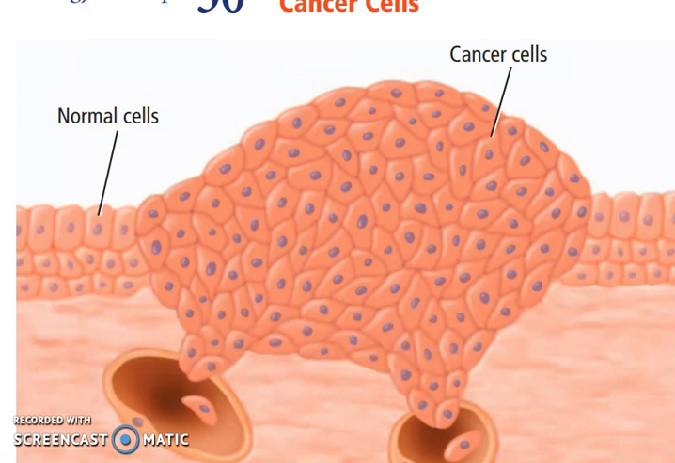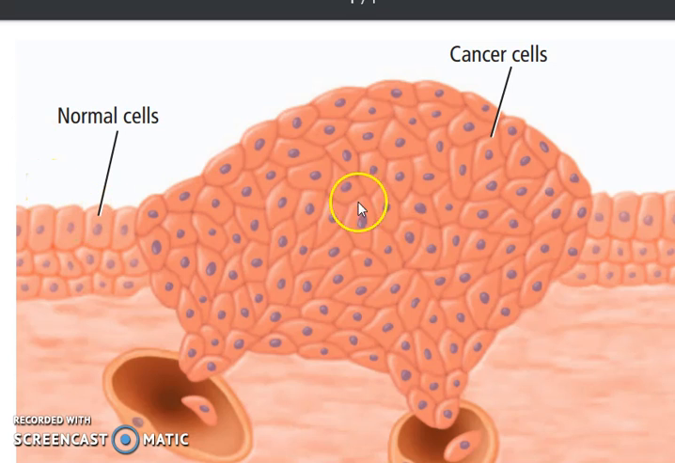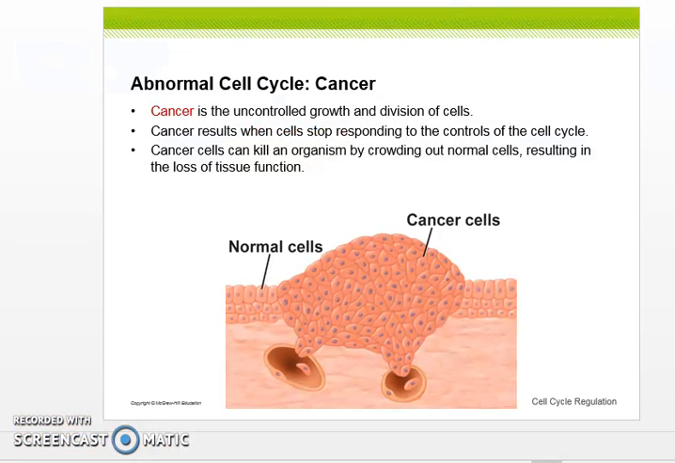So let's take a look, just real quickly, a snapshot between normal cells here and cancer cells here. Cell cycle regulation is really important, and one of the reasons why it's important is because if we don't regulate it, abnormal cells can occur. Cancer is the uncontrolled growth and division of cells. Cancer results when cells stop responding to the controls of the cell cycle.